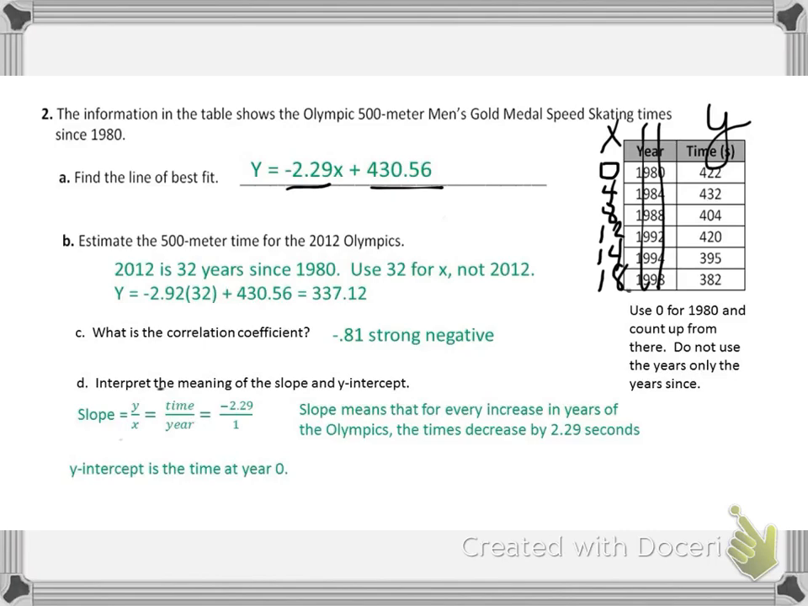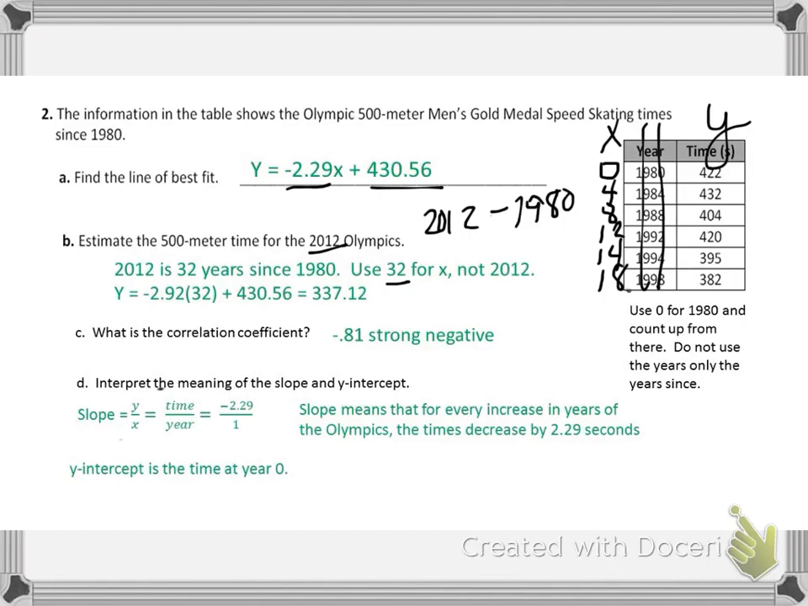It says estimate the 500-meter time for the 2012 Olympics. I'm not going to plug in 2012 for x. I'm going to take 2012 and subtract 1980, which gives me 32. So I'm going to use 32 for x. I'm going to plug in 32.